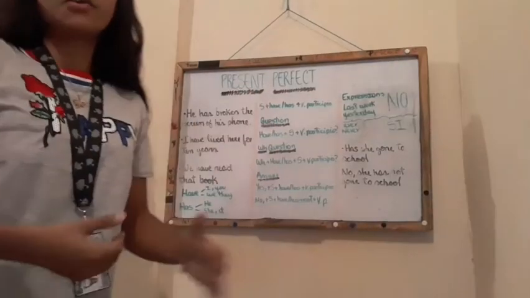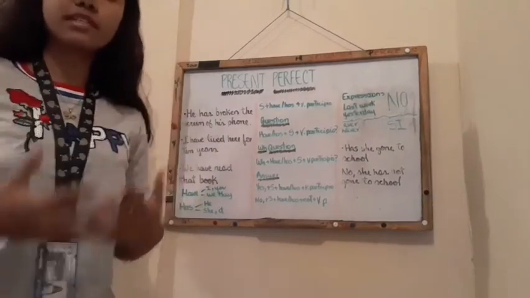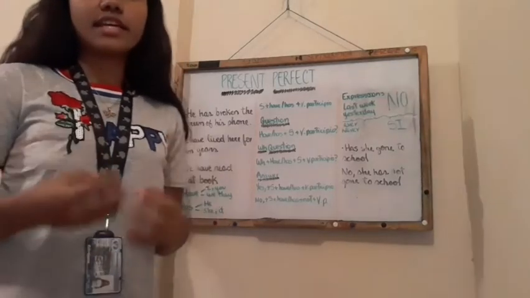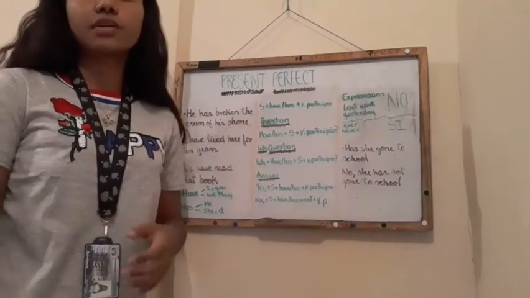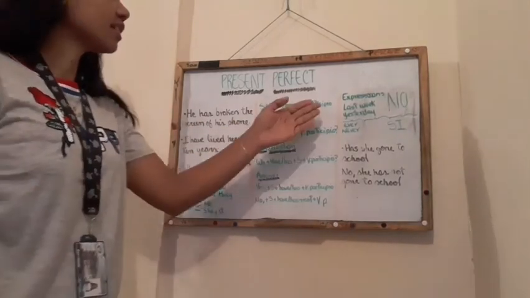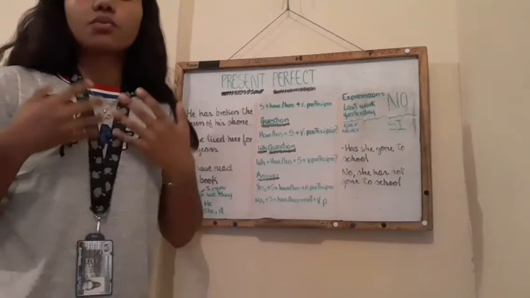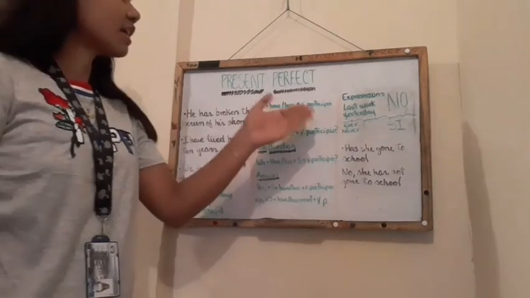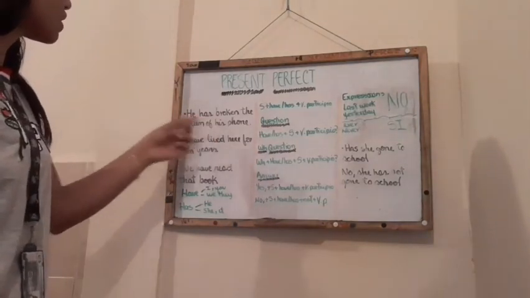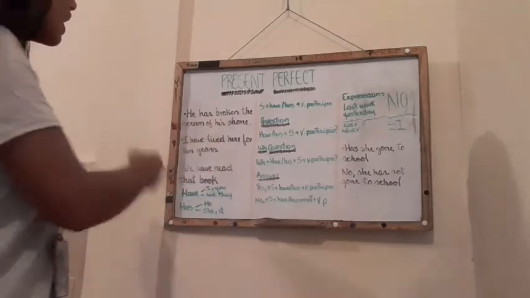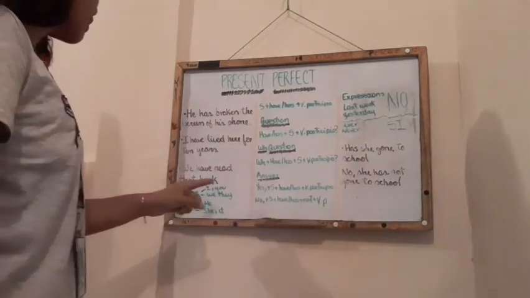Present perfect. We use the present perfect to say that an action happened at a specific time before now. The exact time is not important. You can't use the present perfect with time expressions such as yesterday or last week. We can use the present perfect with expressions like ever, never, several times, among others. For example, he has broken the screen of his phone. I have lived here for 10 years. We have read that book.